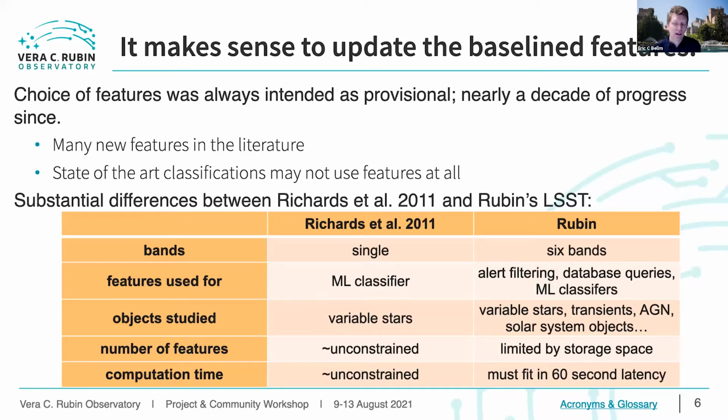For Rubin, of course, we have inherently sparse multiband data. These features, I think, in practice are going to be used for a variety of purposes. They're not primarily for classification, but are also likely to be used when folks construct filters for alerts, and also when they want to query the databases for specific types of objects. So there's a user-facing aspect to these features. And they also need to encapsulate the variability seen, not just for variable stars, but also transients, AGN, and solar system objects, as we'll hear from the various science collaborations in a few minutes. Finally, of course, just given the sheer scale of Rubin's survey, the number of features we store, we have to keep an eye on that. And for alert production specifically, we need to make sure our feature computation can fit in our 60-second latency window.